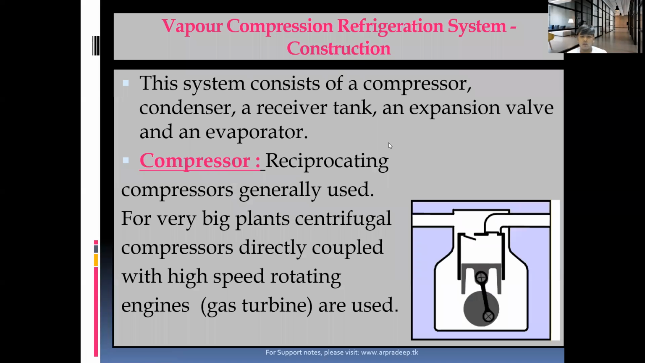Now we'll discuss this more deeply. What is vapor compression? About the cycle we'll discuss. Coming to this vapor compression cycle, now we are discussing the construction of this. I already discussed the major parts of this. We have a compressor. What kind of compressor do we have? We have a reciprocating type of compressor. For very big plants, a centrifugal compressor is directly coupled with this. But most probably we have a reciprocating type compressor.